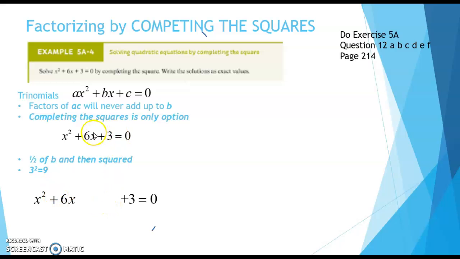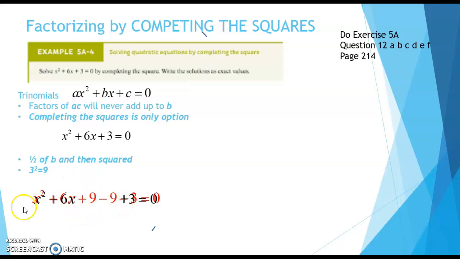So what we need to do is move that across, give us a space, and add in the plus 9. But we need to also undo that so we don't change the expression. So there we are. We put in the plus 9, so we got our perfect square, and of course we subtract the 9 to keep it balanced.